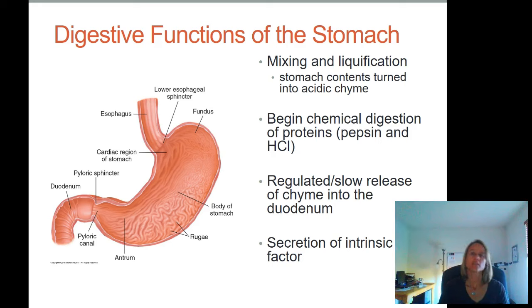The digestive functions of the stomach. The stomach acts in mixing chyme and liquefying stomach contents, so it mixes it with a bunch of hydrochloric acid and becomes very acidic. We begin the chemical digestion of proteins, and proteins are digested by pepsin, which gets activated by hydrochloric acid. And then we have regulated release of chyme through the pyloric sphincter into the duodenum. Also, cells of the stomach secrete intrinsic factor, if you remember, which is necessary for the absorption of vitamin B12.